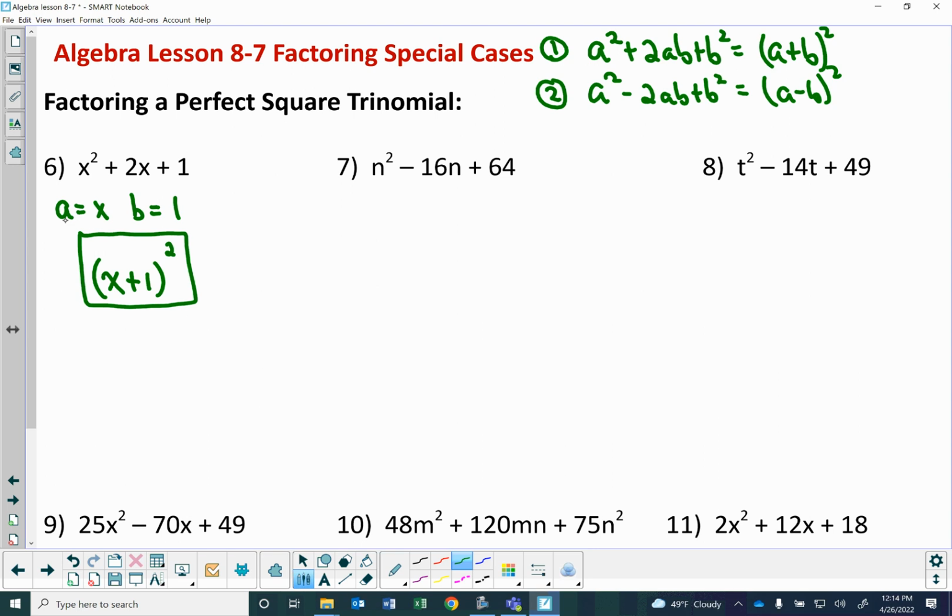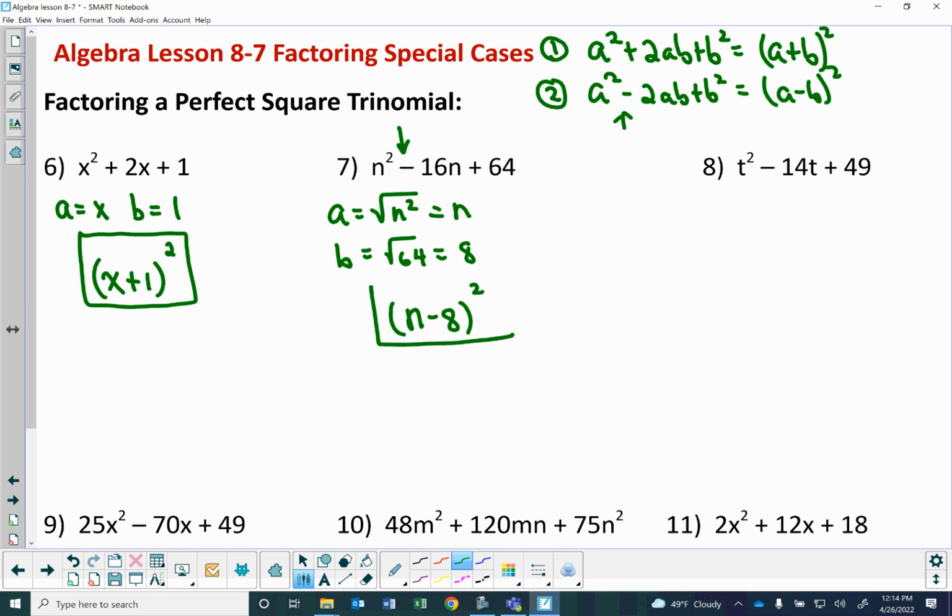Let's take a look at number 7. My a term would be the square root of n squared, which is n. My b term is going to be the square root of 64, which is 8. Is my middle term 2 times 8 times n, or the opposite of it? 8 times 2 is 16, times n. Yep, it's negative 16n, so this works. I'm going to use formula number 2 because I have a negative sign right here, and the second formula has the negative sign in the same spot. So this is going to be n minus 8 quantity squared. Signs are taken care of in the formula.